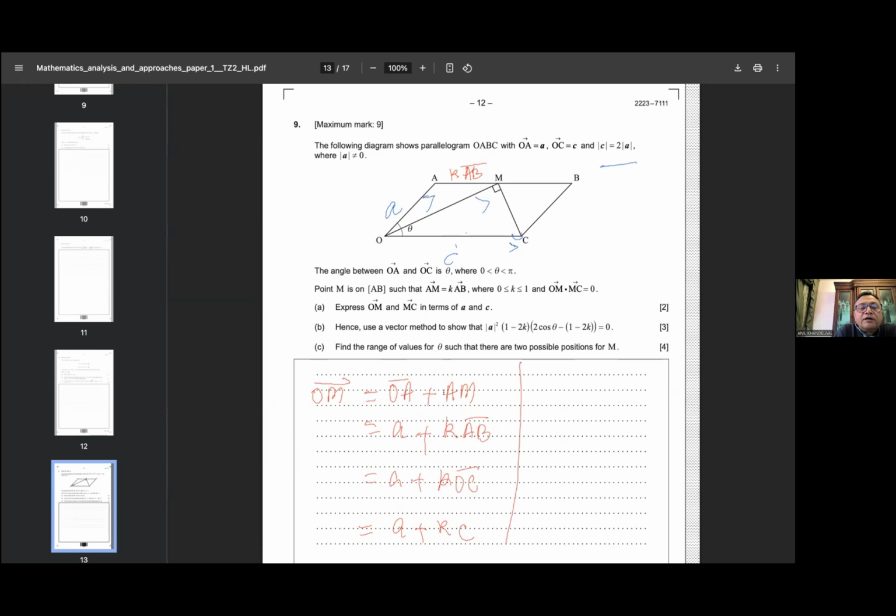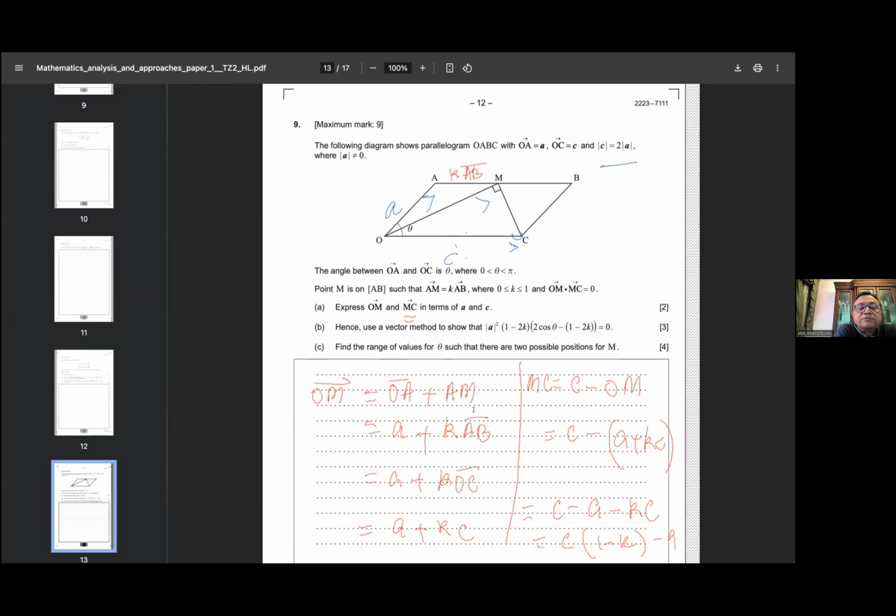Now we have to look at MC, M to C, in terms of a and c. So MC is c minus OM. Is that okay? C minus OM, which we just found, a plus kc. Which is c minus a minus kc. We can write c times 1 minus k, minus a. So that becomes MC: c times 1 minus k, minus a. Okay?